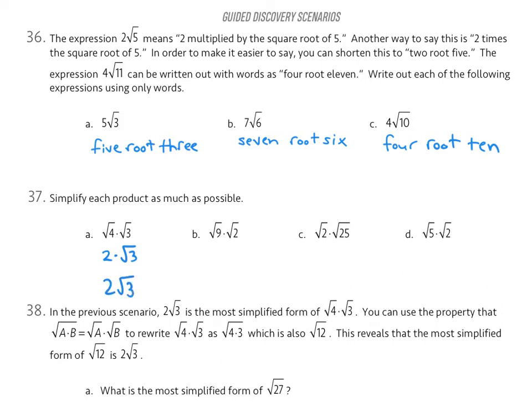Part B, the square root of 9 times the square root of 2. I know the square root of 9, that's 3. The square root of 2 can't be simplified, so I can bring it down, and I can also remove the dot. Part C, the square root of 2 times the square root of 25. The square root of 25 is 5, so I can write this as root 2 times 5.